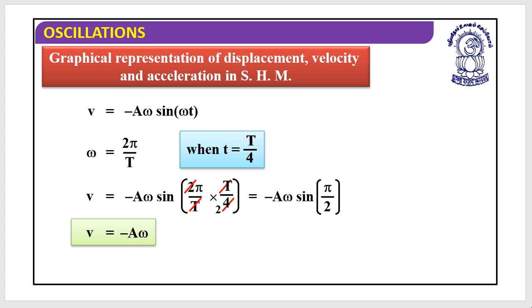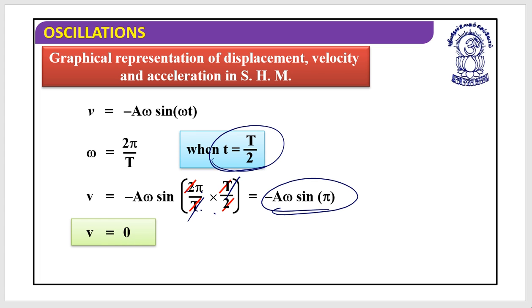Let's calculate it for the next instant, which is T by 4. This is equal to minus a omega sine of 2 pi by T into T by 4, and this is minus a omega sine pi by 2. Sine pi by 2 is 1, so velocity is equal to minus a omega. Next is the instant when t is equal to T by 2. If I put this in, it's 2 pi by T into T by 2. This T has gone, this 2 has gone, it's minus a omega sine pi. This sine pi is 0, and the velocity would be equal to 0.